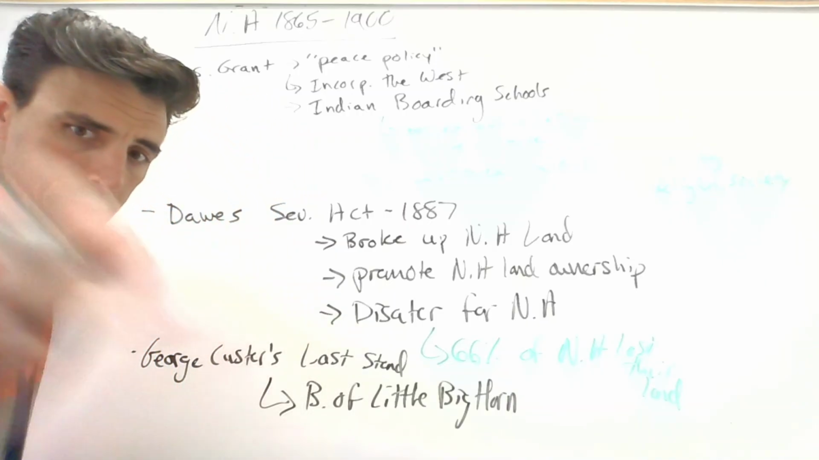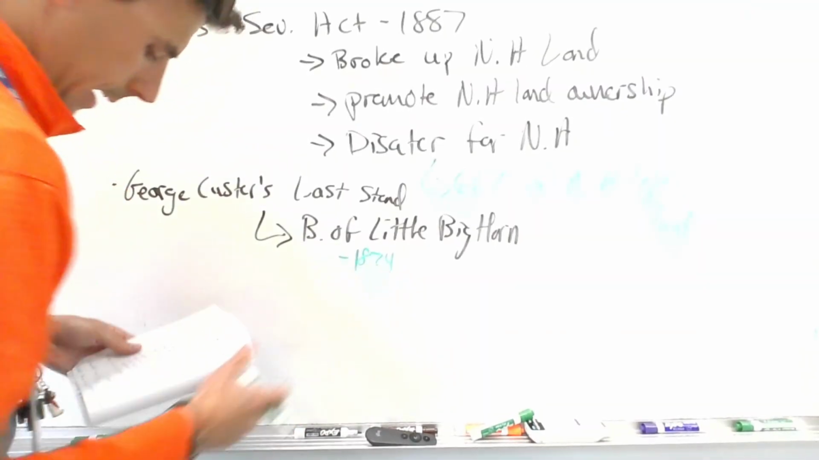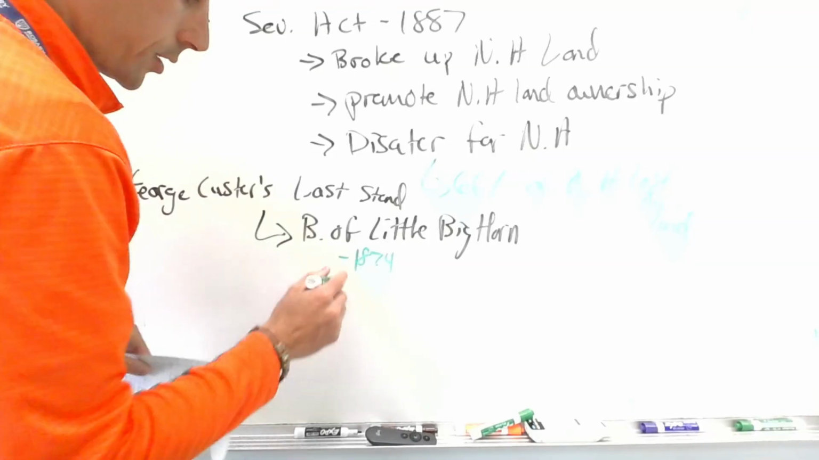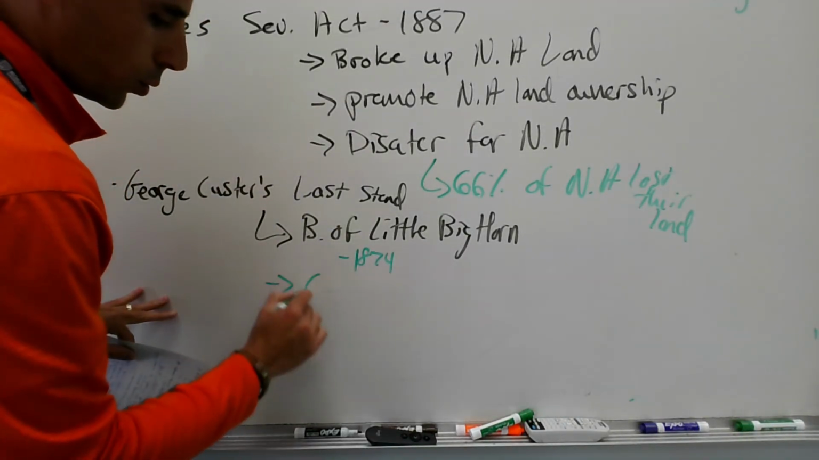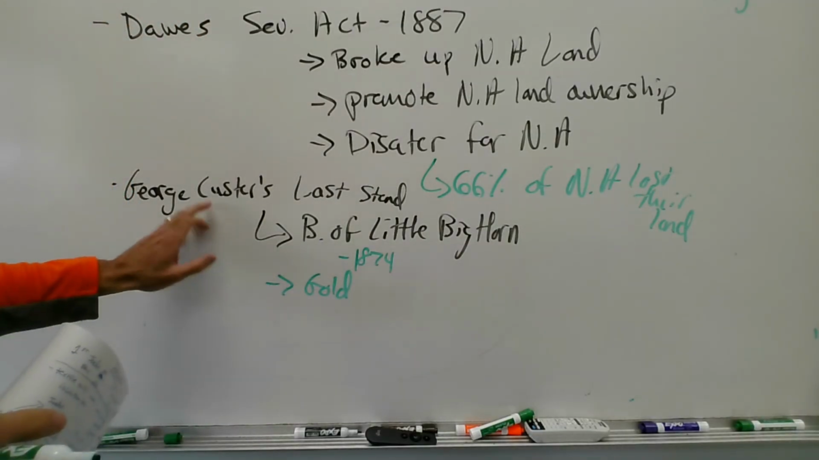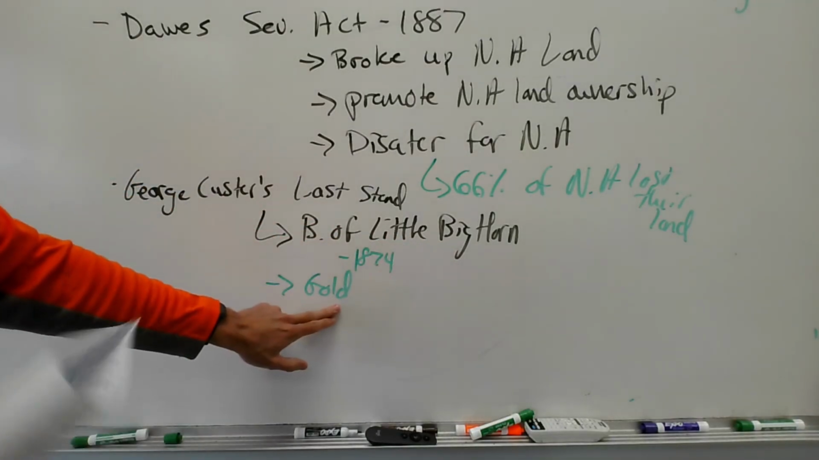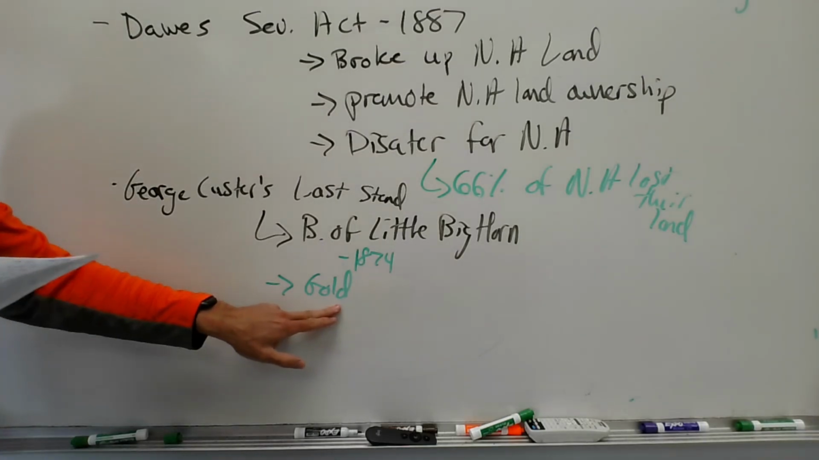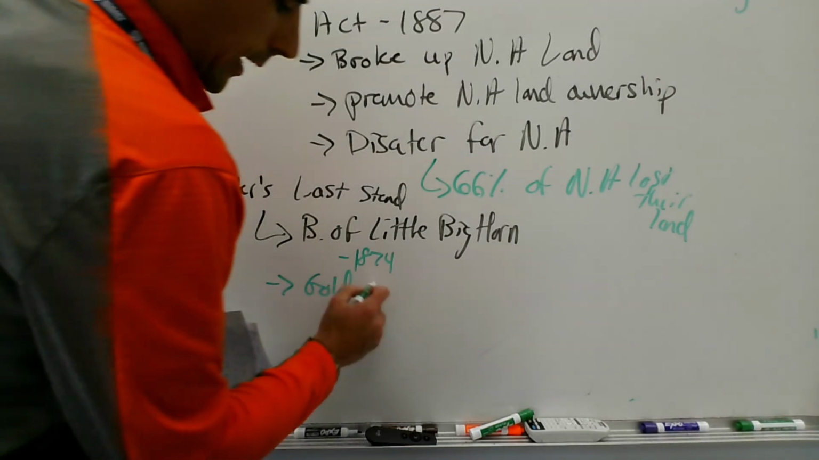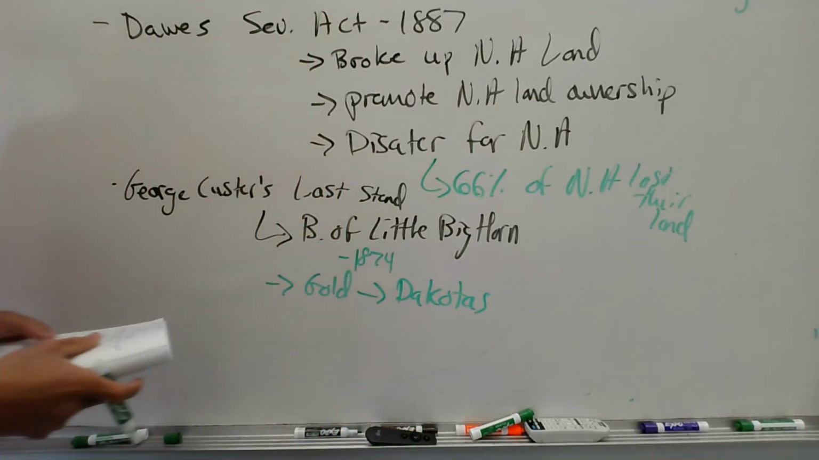1874. And this was about gold. All right, so George Custer was fighting the Native Americans at the Battle of Little Bighorn in 1874 because we had found gold on their lands. And what lands are we particularly talking about? The Dakotas, North and South Dakota.